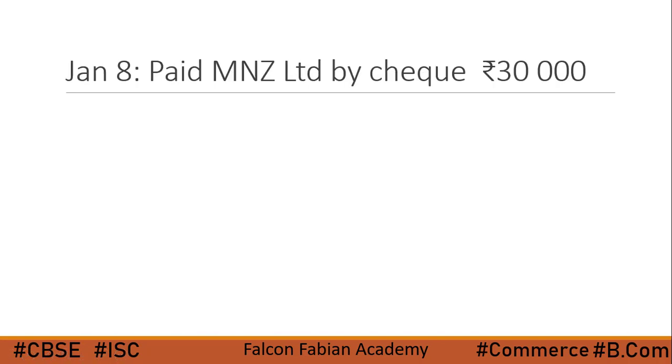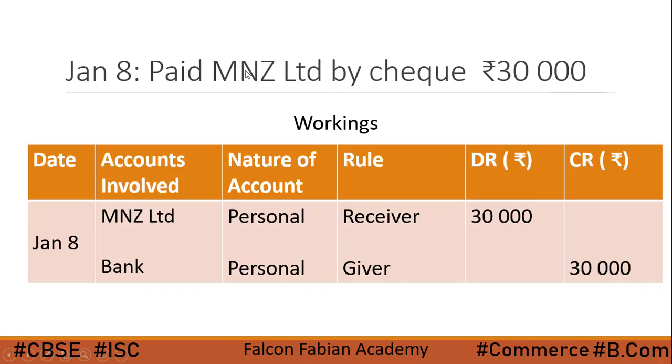Now let's read the next transaction. The next transaction is on January 8: paid MNZ Limited by check 30,000. Who is MNZ Limited? MNZ Limited is the business from whom we had bought an asset on credit. So the two accounts involved over here are MNZ Limited, and as the payment is made by check, therefore the second account is going to be the bank account. So January 8, the two accounts involved are MNZ Limited and bank account.